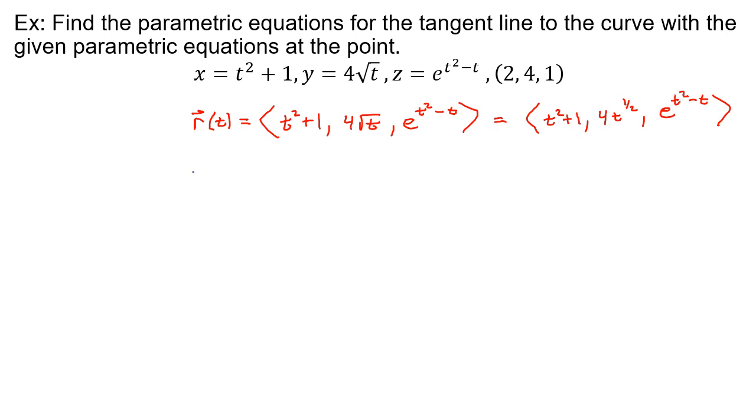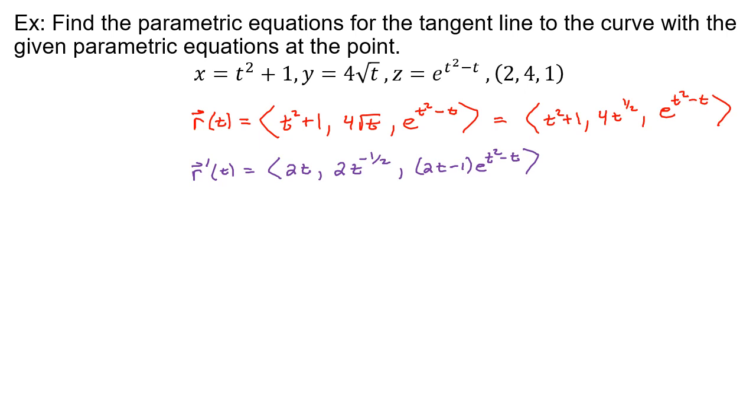So my derivative, r prime, would be just a 2t for the t squared plus 1. I pull the power down and subtract 1 from the power. When I pull the 1/2 power down in front of the 4, half of 4 would be 2t to the negative 1/2. And then the exponential doesn't change, but I have to take the derivative of the power and put it in front. So the derivative of the power would be 2t minus 1, e to the t squared minus t. So that would be my derivative.